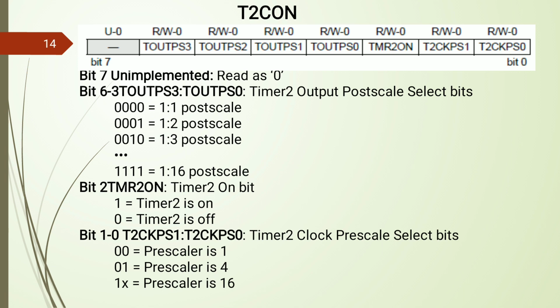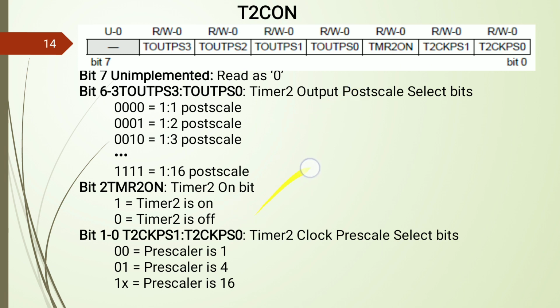After that, TMR2ON, that is timer 2, needs to be on with the help of the TMR2ON bit. If it is 1, then and only then are we able to count the pulses with the help of timer 2. And the last two bits, from the LSB side, bit 0 and bit 1, are used for selection of prescaler combinations, that is PS0 and PS1. So these 4 are used for post scaling.